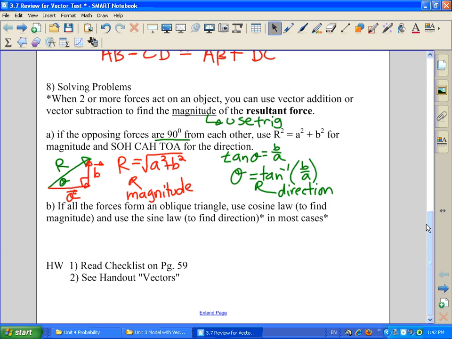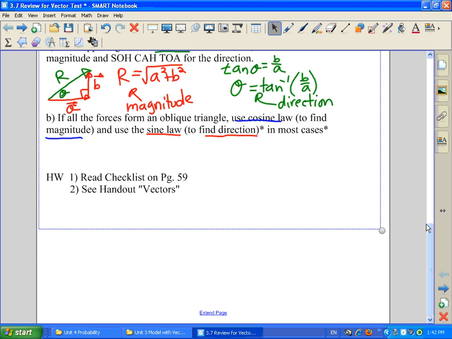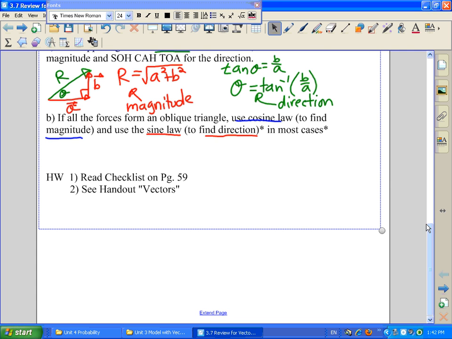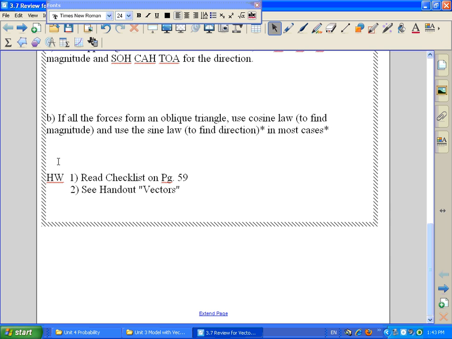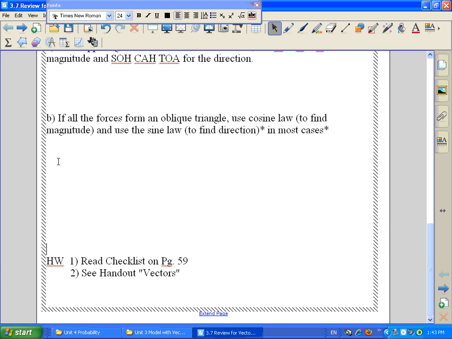Last part here. If all the forces form an oblique triangle, that's a different approach. We're going to use the cosine law to find the magnitude, and then we're going to use that information to help us create a match to do the sine law to find the direction in most cases. I'm just going to move this down, hopefully. I apologize. Let me just give some enter here, and I'll do an example here.